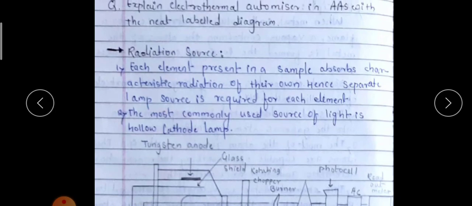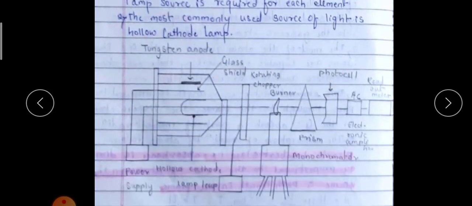The radiation source is very much important. Each element present in the sample absorbs the characteristic radiation of its own. Hence, a separate lamp source is required for each element. The most commonly used source of light is the hollow cathode lamp. We have to talk about the hollow cathode lamp.